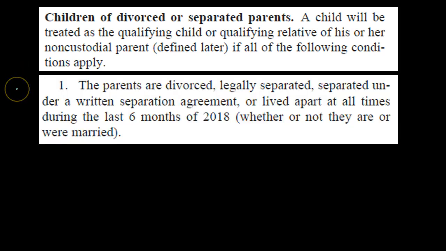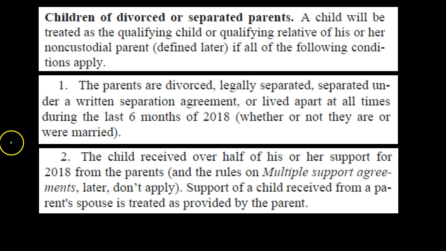Text number 1. The parents are divorced, legally separated under a written separation agreement, or lived apart at all times during the last 6 months of 2018, whether or not they are or were married. So that's condition number 1.